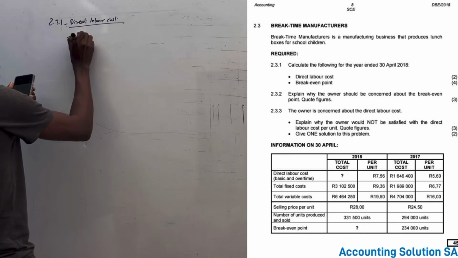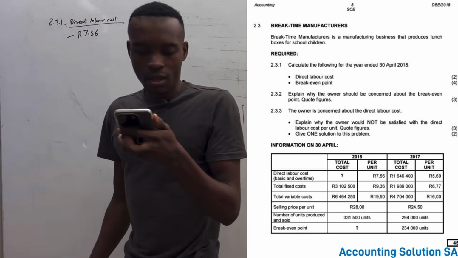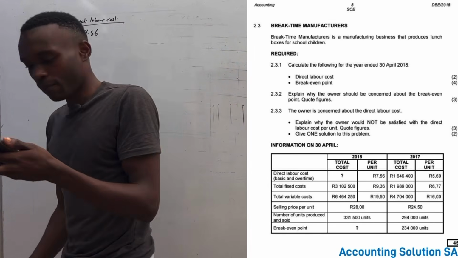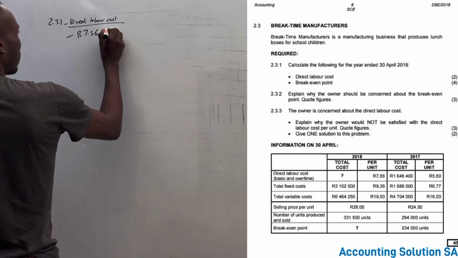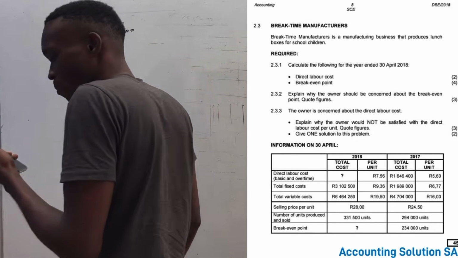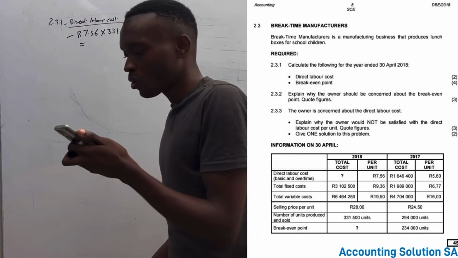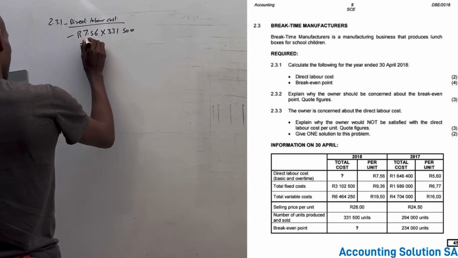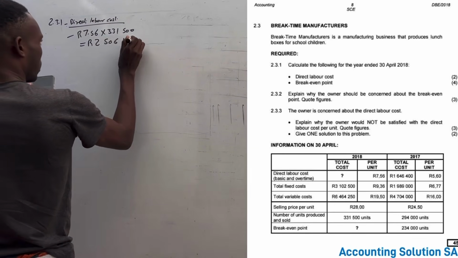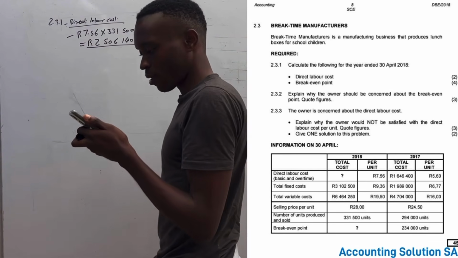Okay, per unit amount is 7 rand 56. And now let's check number of units produced. It was 331,500 number of units produced. So you multiply so that you can get how much amount of direct labor cost. So it's gonna give you 2,506,140. Very simple, just like that. Then the following one, calculate the break-even point.